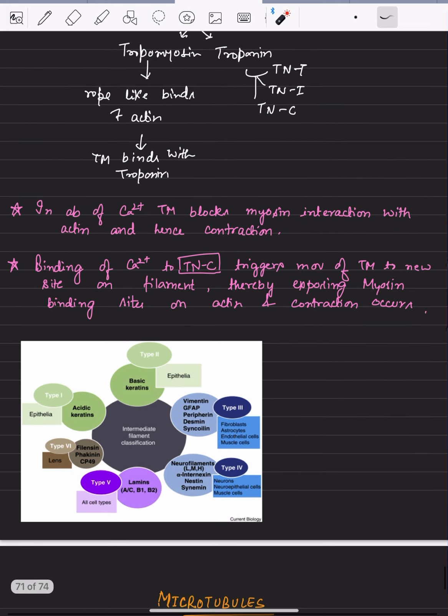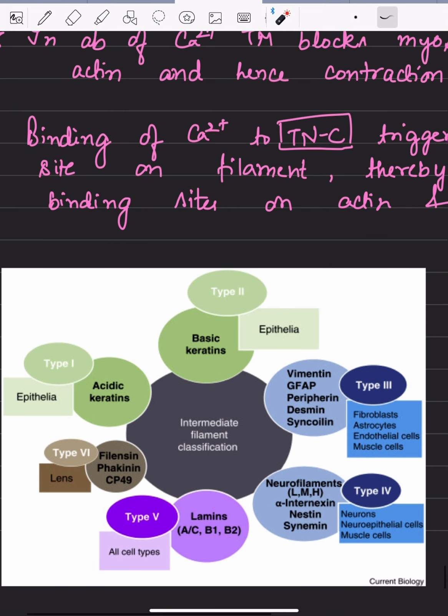In this figure you can see the different types that I have discussed, the epithelial and vimentin types and all. Type 1, as I told, is the epithelial, and there are two types, acidic as well as basic, type 1 and type 2. Further, the third one was the vimentin type, which is common in the fibroblast, astrocyte, endothelial cell, and muscle cell.